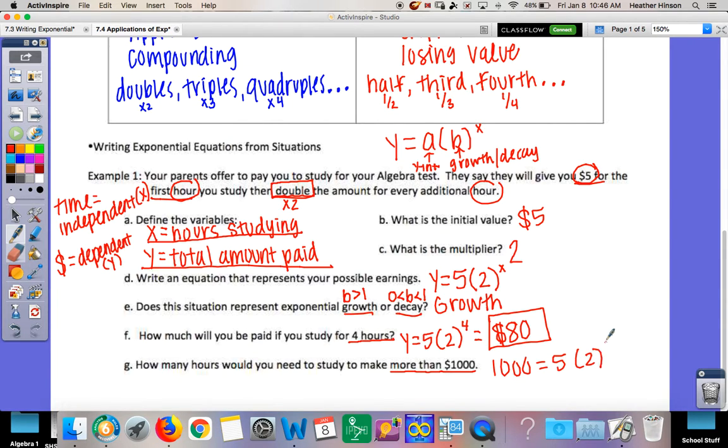The weird thing about exponential equations is when your x is in the exponent, you don't know how to solve that yet. You don't know how to get rid of it. You're going to learn it in a future class, but not in algebra. So how we're going to solve this is not actually plugging it into the equation. We're going to plug it into the calculator and look at the table.